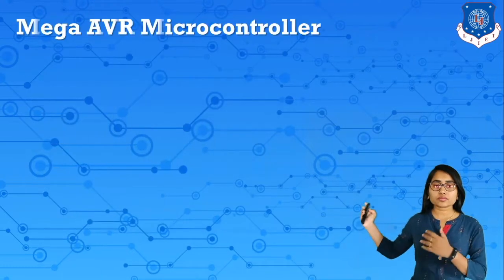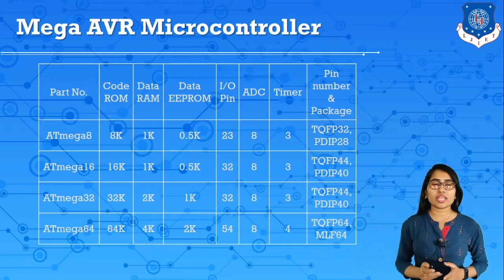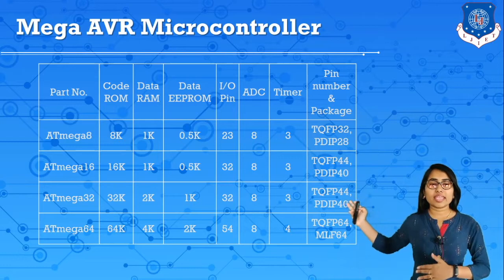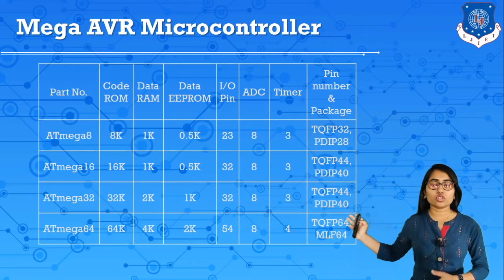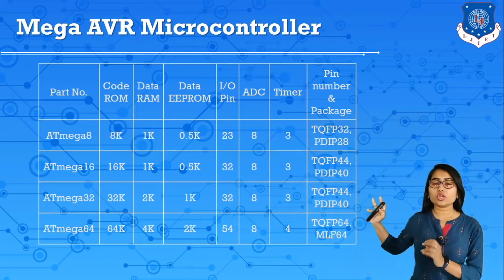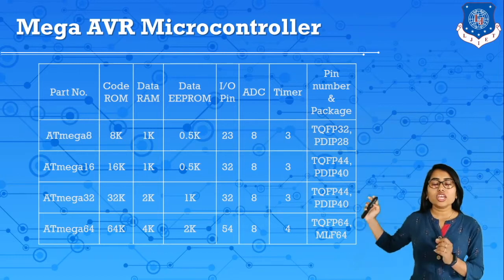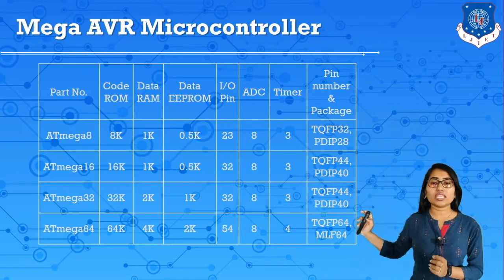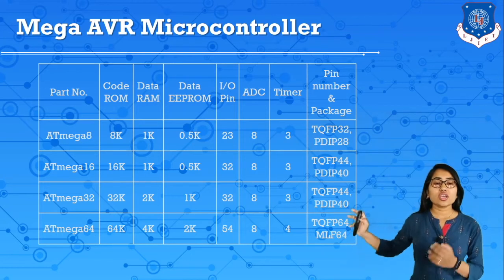This table shows the different mega AVR controllers: ATmega8, ATmega16, ATmega32, ATmega64. These are all AVR mega microcontrollers. The ATmega8 has a code ROM of 8K, data RAM of 1K, data EEPROM of 0.5 KB, and a total of 23 input output pins. It includes an 8-bit analog to digital converter, a total of 3 timers, and is available in TQFP32 and PDIP28 packages. Then next, ATmega16.